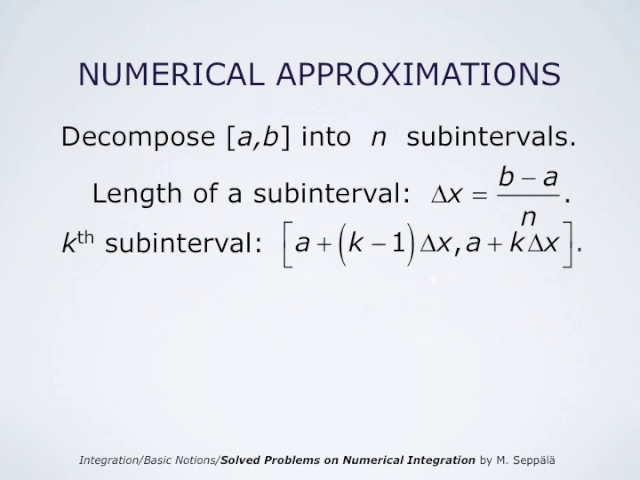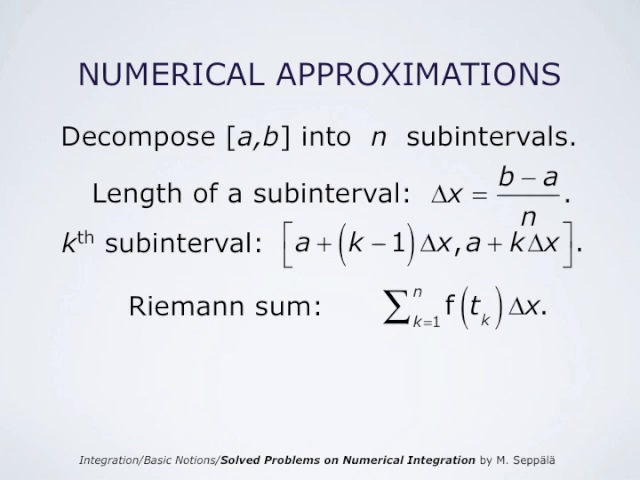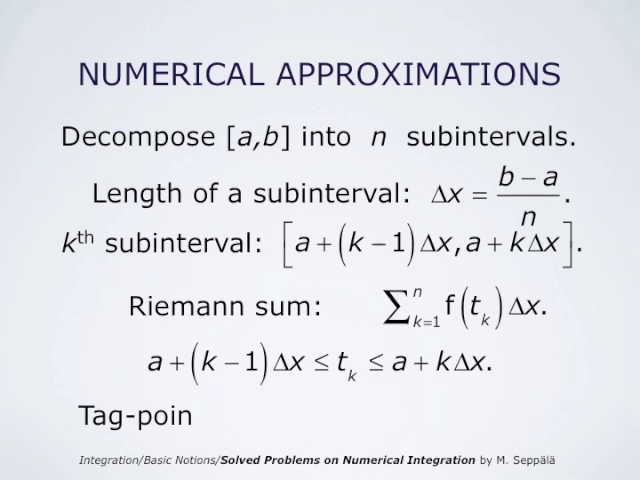The kth subinterval is therefore a plus k minus 1 times delta of x to a plus k times delta of x. A Riemann sum corresponding to this decomposition is of the form summation k from 1 to n f at tk times delta of x, where the tag point tk is on the kth subinterval. So it satisfies a plus k minus 1 times delta of x is at most tk, and that is at most a plus k times delta of x. These points tk can be chosen freely.